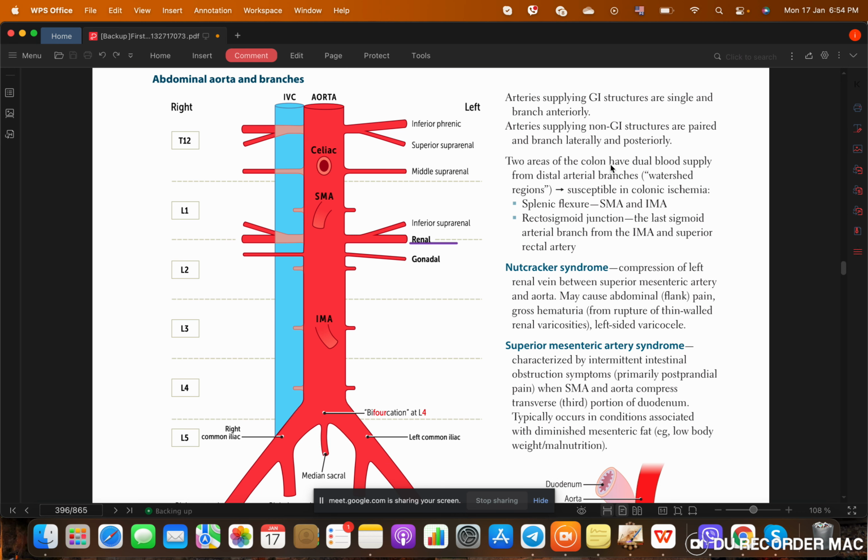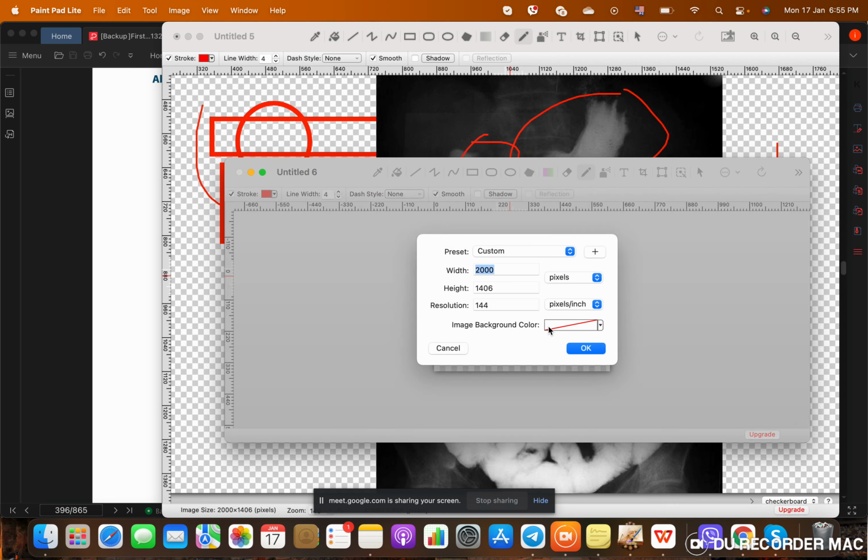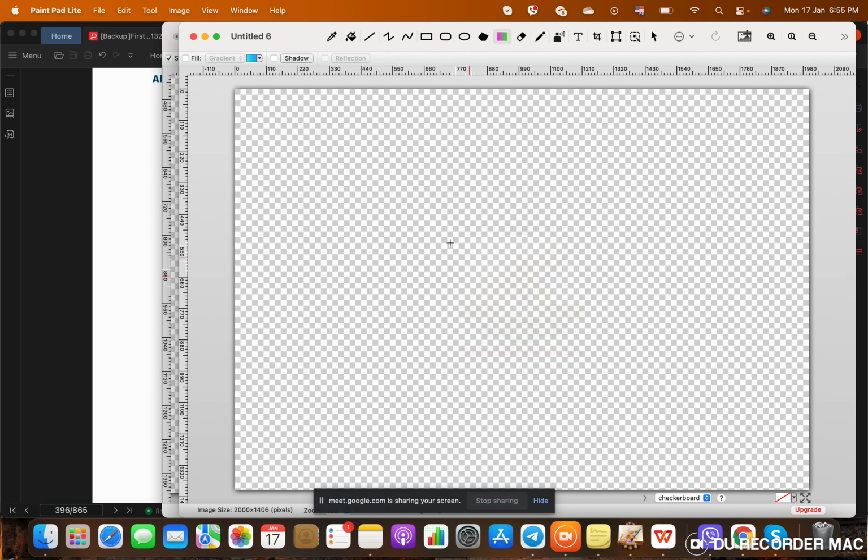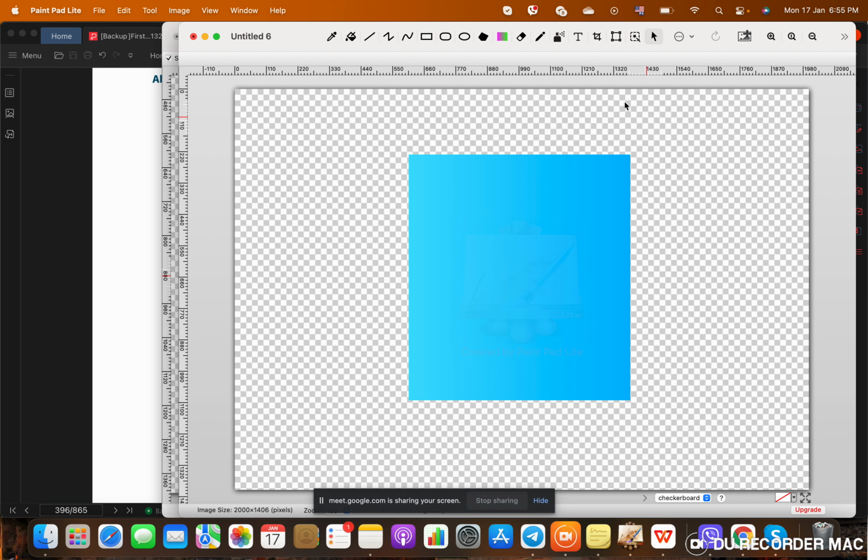Okay, so two areas of the colon have a dual blood supply from arterial branches. Well, is that a good thing or a bad thing to have a dual blood supply? Well, it's actually a really bad thing, but let me explain why. I hope you remember what a watershed area is. Basically, if we have a tissue like this, and this is the first blood supply, okay?